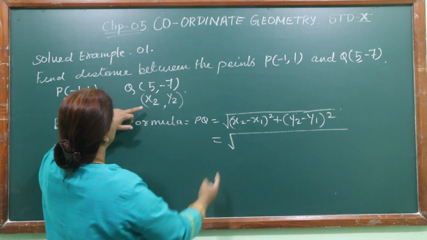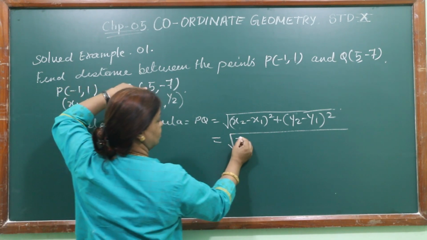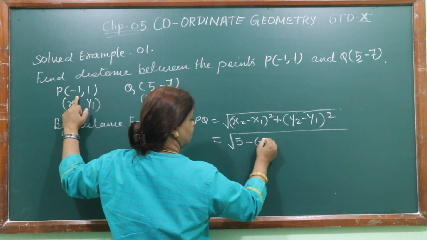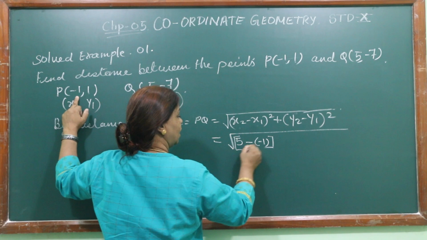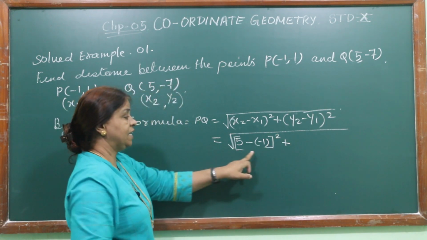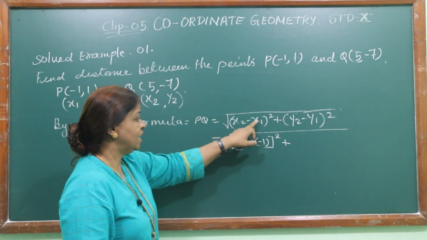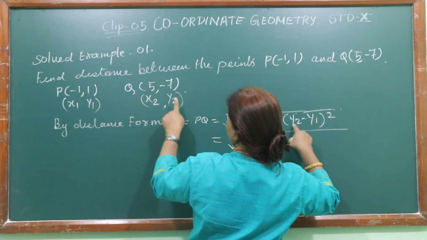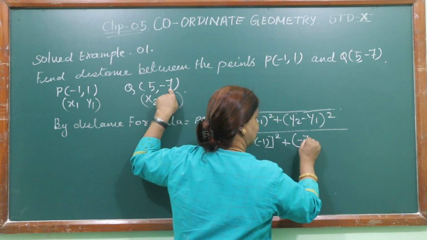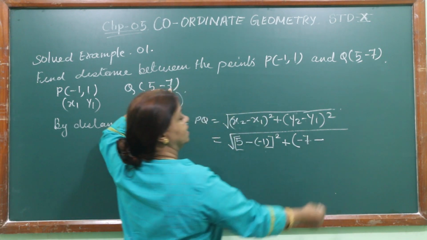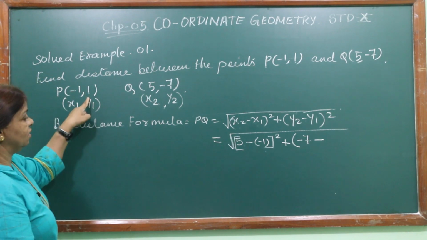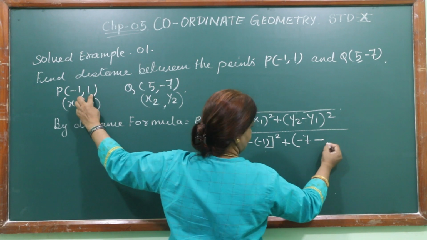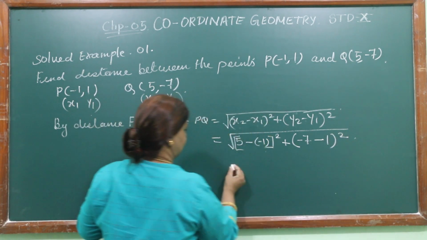How much is x2, children? x2 is 5. 5 minus x1. x1 is minus 1. Minus 1 and the whole square, children. See how to write it. What coordinates are there? What sign is there? You have to place that. Now y2. y2 is how much? Minus 7. So I will place minus 7. Then what sign is there? Minus. And we go for y1. y1 is what? Minus 1. And the whole square.